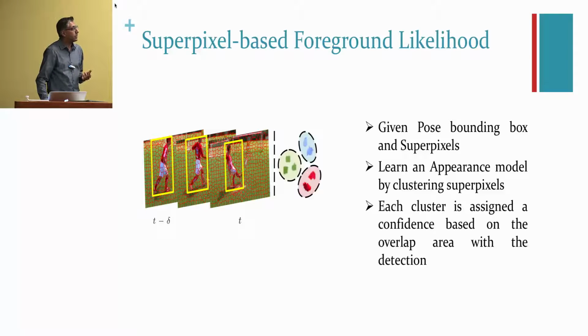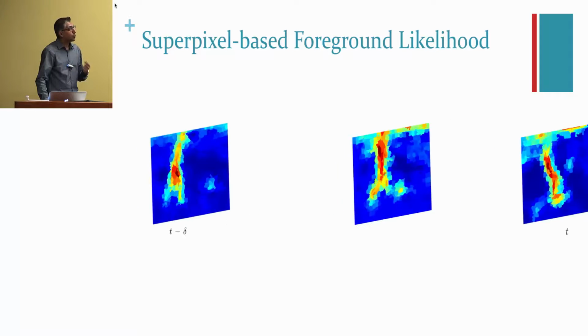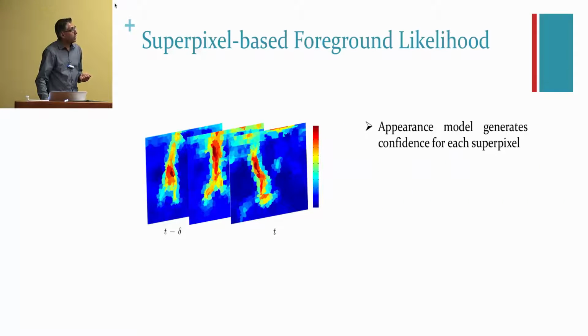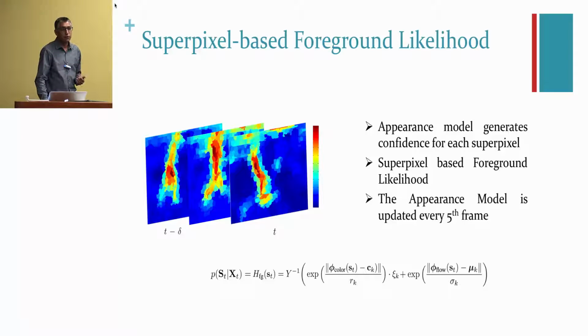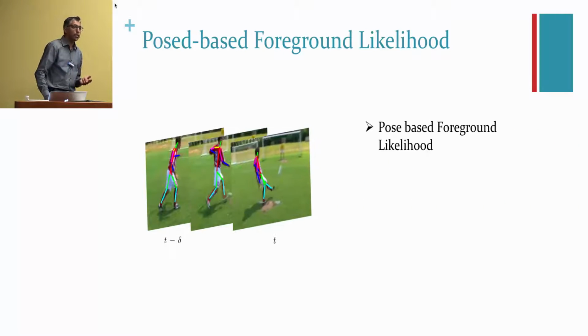And for each cluster, we assign a confidence based on its overlap with the foreground action, which is detected by the yellow bounding box. Once we've learned this appearance model, we generate a score for each superpixel, such as shown over here. And this is what we call superpixel-based foreground likelihood. The way we calculate this foreground likelihood is that we compute the distance between the color feature vector of each superpixel and the centroid of the cluster, as well as the optical flow. We update the appearance model every fifth frame to avoid visual drift while we are localizing the action as we go.